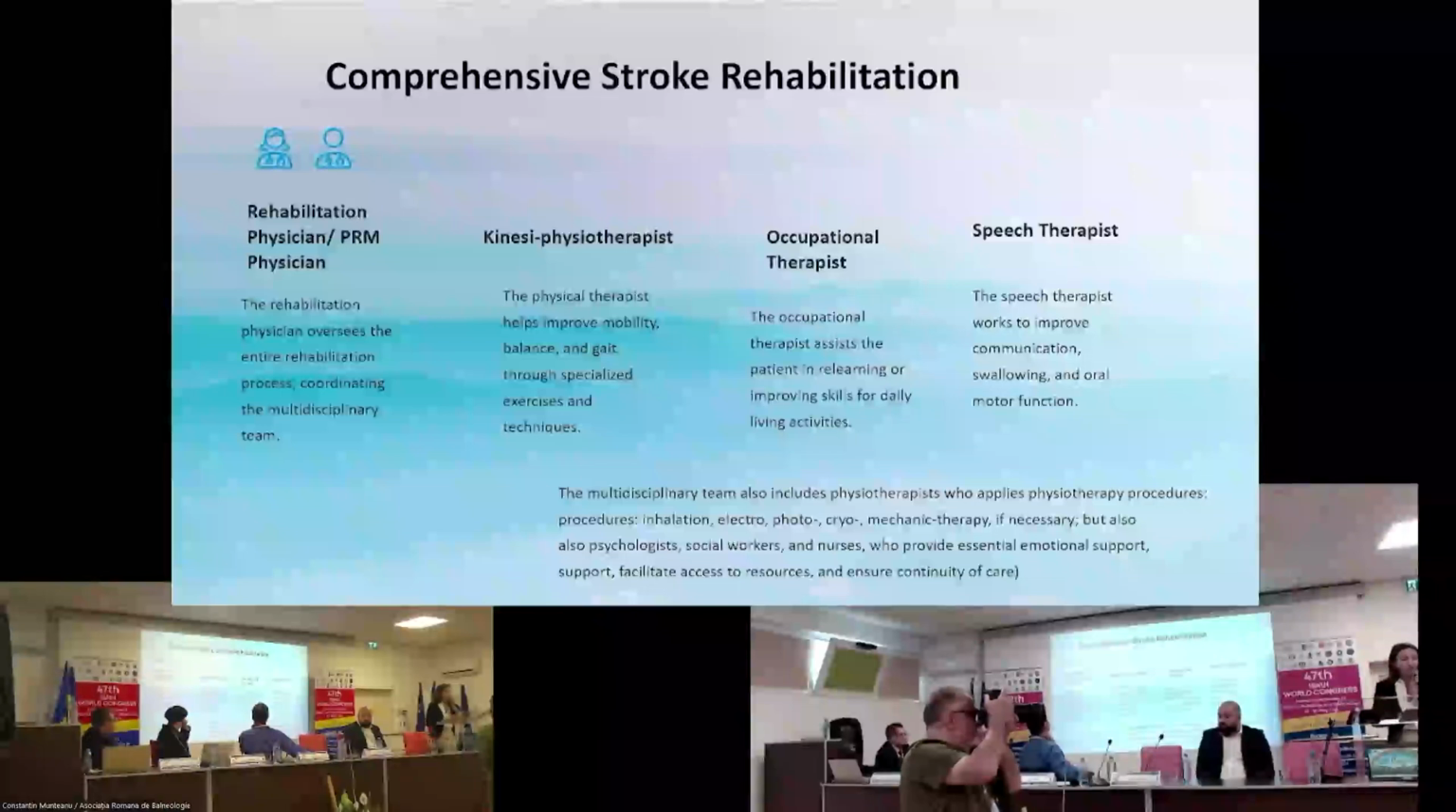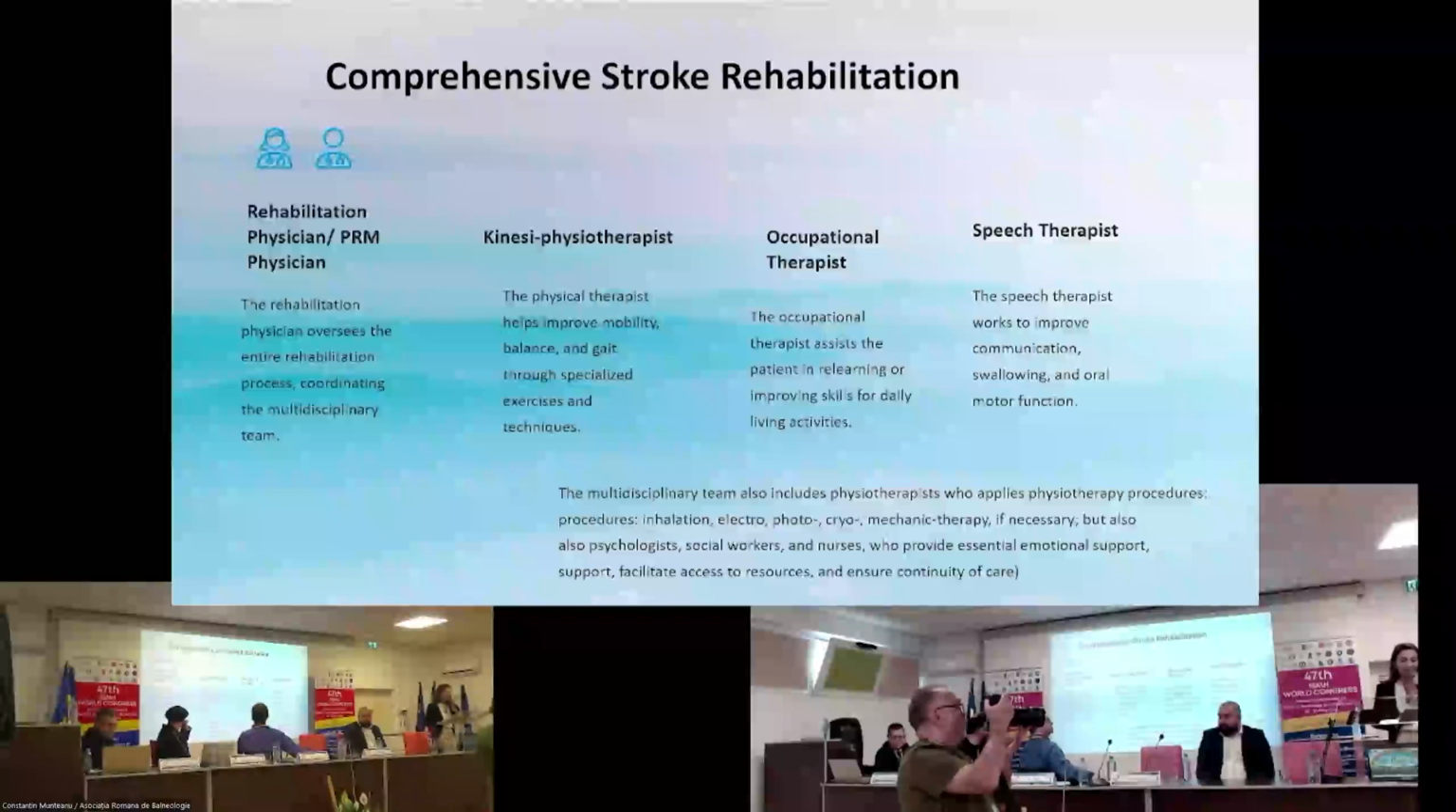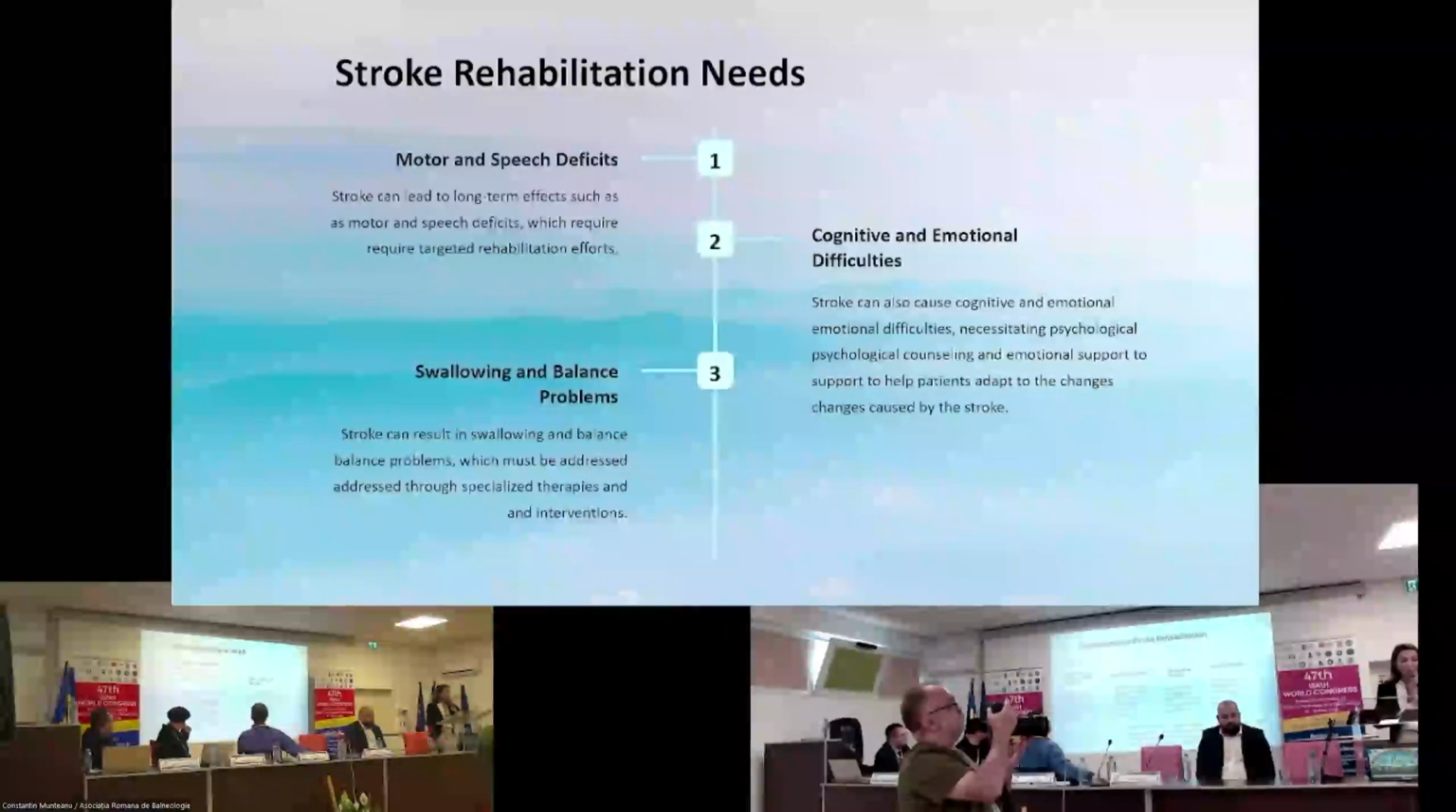The rehabilitation physician is the one who oversees the entire rehabilitation process, coordinating the multidisciplinary team. The physical therapist, the kinesiophysiotherapist, is the one who helps improve mobility, balance, and gait through specialized exercises and techniques. The occupational therapist assists the patient in relearning or improving skills for daily living activities. The speech therapist works to improve communication, swallowing, and oral motor functions. The multidisciplinary team also includes physiotherapists who apply physiotherapy procedures like inhalation, electrophototherapy, and cryotherapy if necessary, but also psychologists, social workers, and nurses who provide and ensure continuity of care.